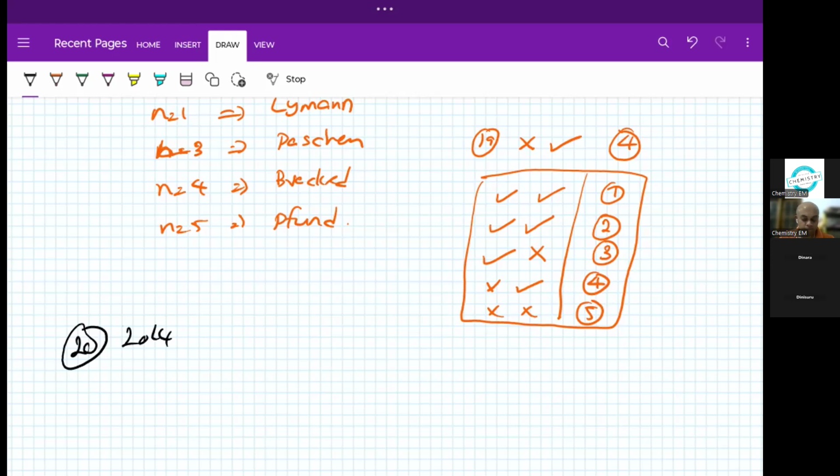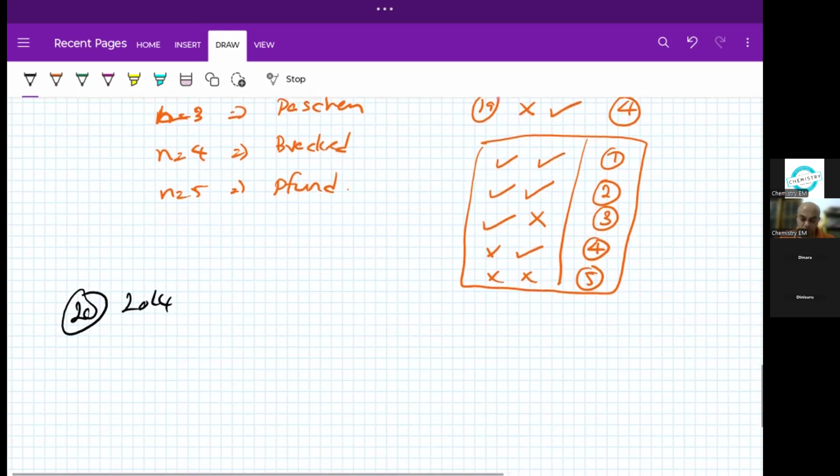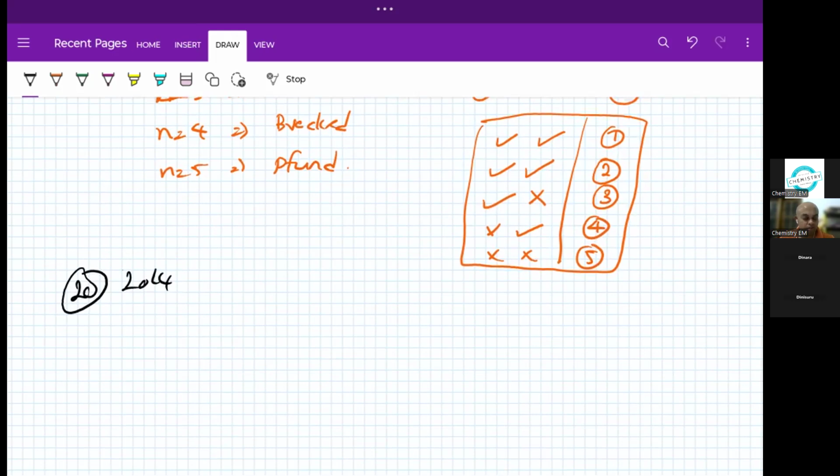Now this is an ABCD question. Let's read the question carefully. Which of the following statements is true with regard to electromagnetic radiation of wavelength 200 nanometers?